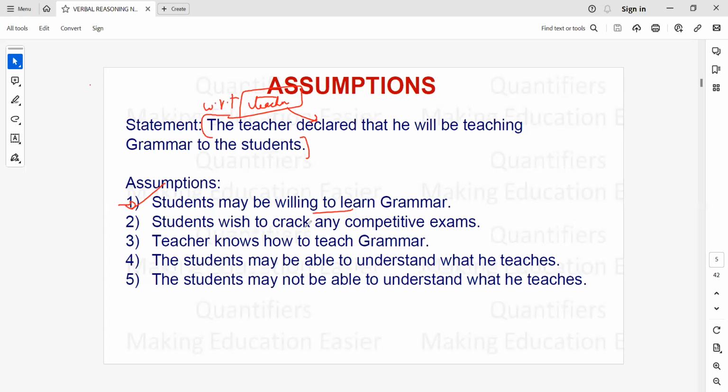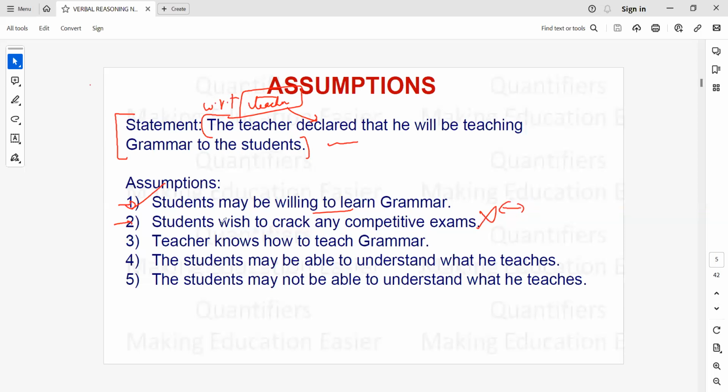Now, second, students wish to crack any competitive exams? No. Okay. The statement actually doesn't talk about competitive exams. Now, keeping yourself in the shoes of the students who are willing to learn grammar right now, maybe you're going to feel that this is the correct assumption, but we have to base ourselves on the statements that are stated in the passage. You cannot bring your outside information specifically for questions like assumptions, right? So, since the statement is silent over whether the students are going to crack any competitive exams or not, or they are learning grammar to crack competitive exams, we cannot comment over it. Hence, it is not valid.